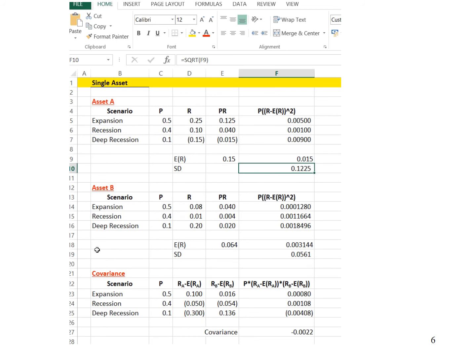We can continue to do the same working for asset B. Take note of the number of decimal places here.